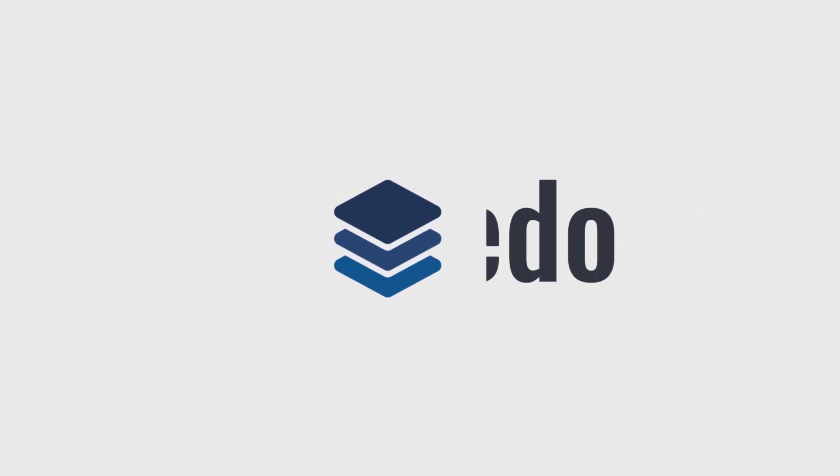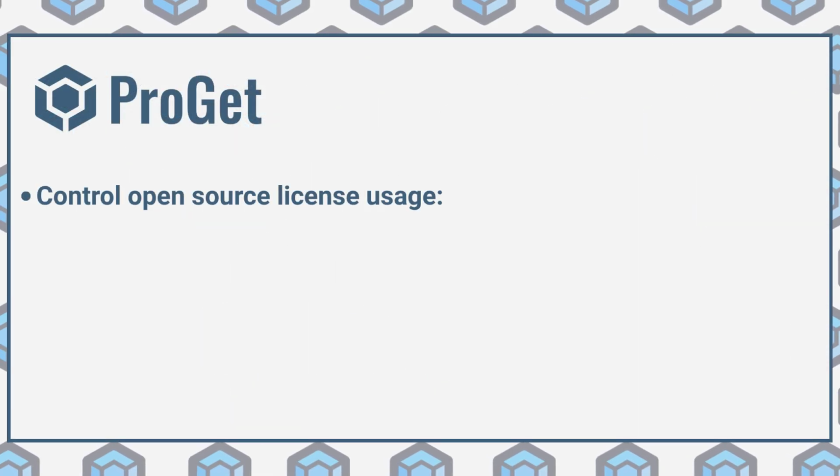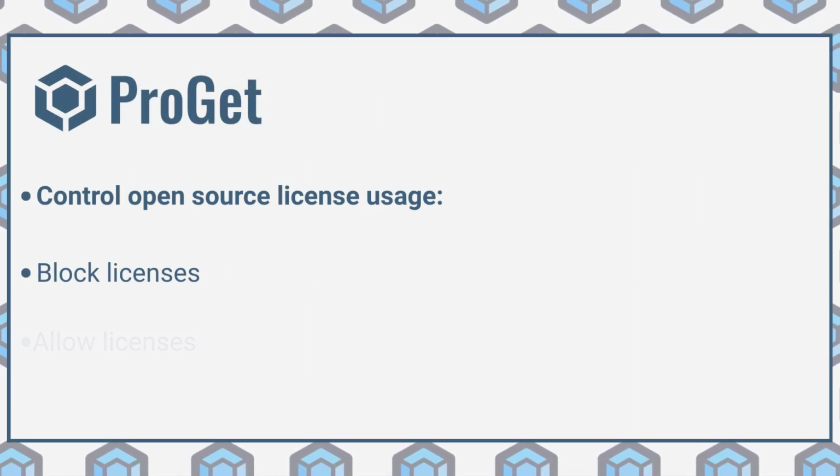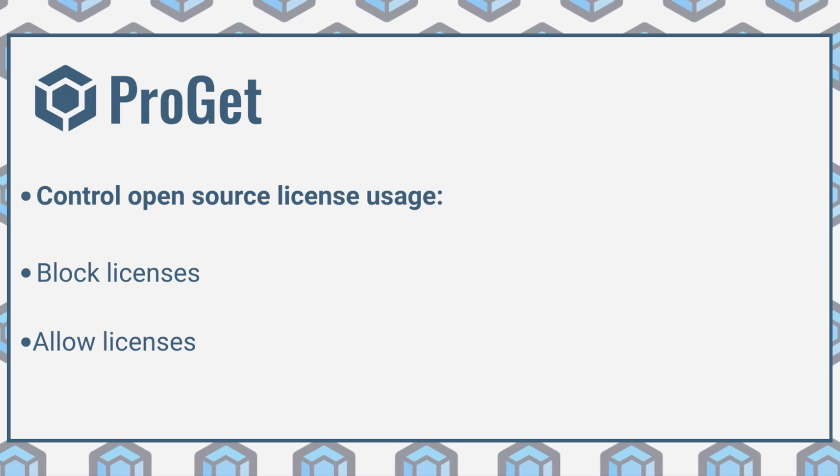ProGet makes it super easy to allow, block, and filter open source licenses, maintaining compliance and avoiding legal risks in your projects. In this video, we'll look at controlling open source license usage in ProGet and how to block or allow licenses depending on your needs.